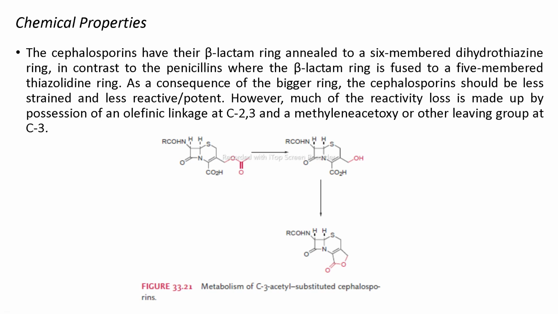Generally, all the cephalosporins contain a double bond between carbon number 2 and carbon number 3, and also contain a substitution at carbon number 3. Because of this olefinic linkage and the carbon number 3 substitution, it shows a little bit less activity as compared to the penicillin.